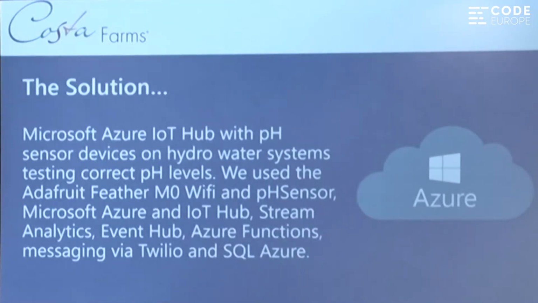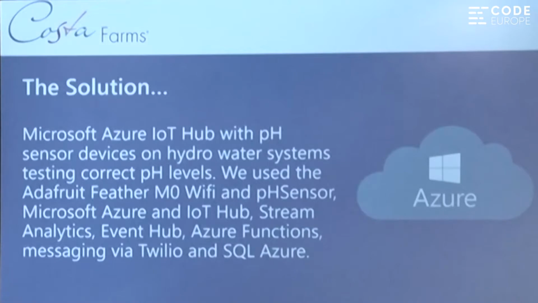We used all these fancy terms and services up here. Basically, let me back up. All their nurseries, because they're a very technology-forward company, already had Wi-Fi, so that solved one big problem for us right away. We had a pH sensor hooked up to an Adafruit Feather M0, I think it's an Arduino board. The sensor took a reading every second and sent it up to Azure IoT Hub. We processed it with Stream Analytics, then used an Event Hub and Azure Functions to do the notifications through Twilio, which is a messaging API, and we archived all the data in SQL Azure so that they can view it later. So that's all the pieces we used.